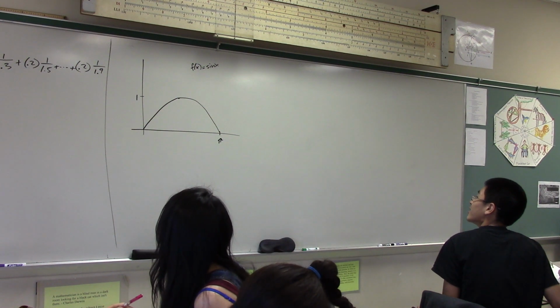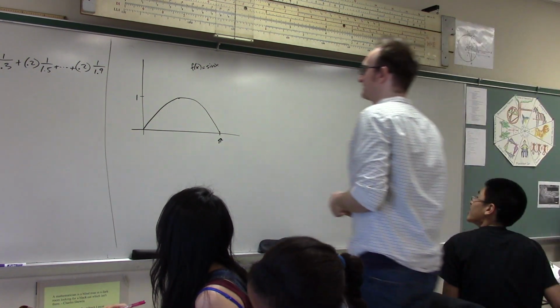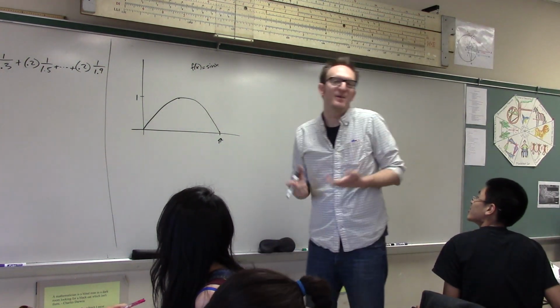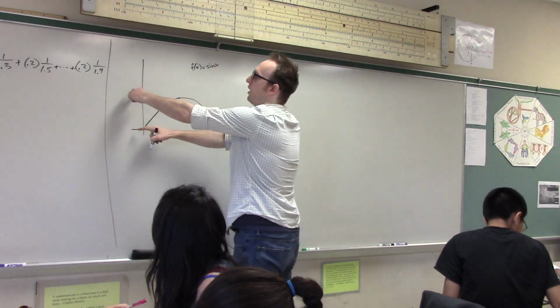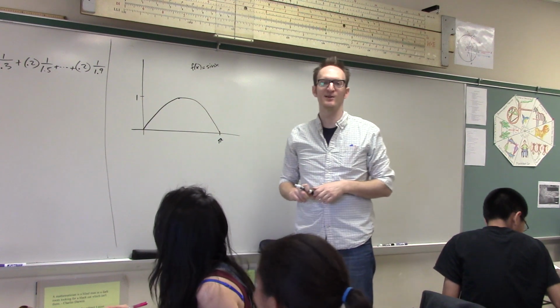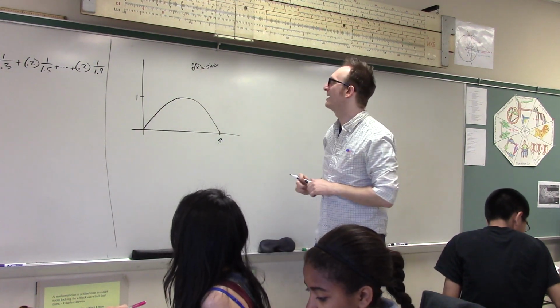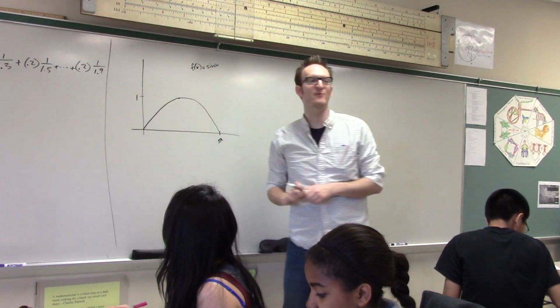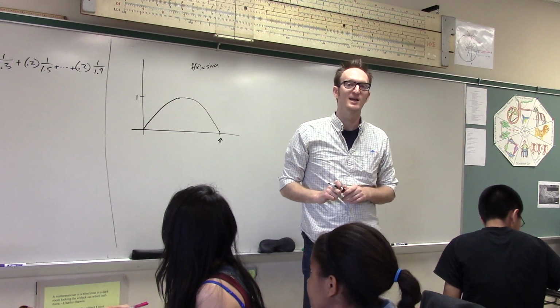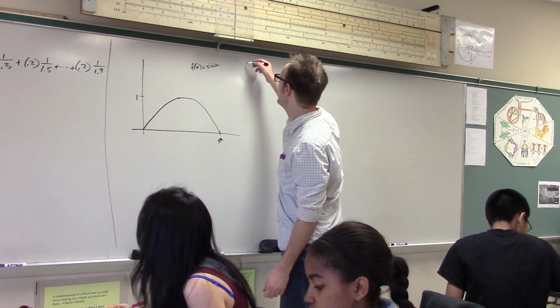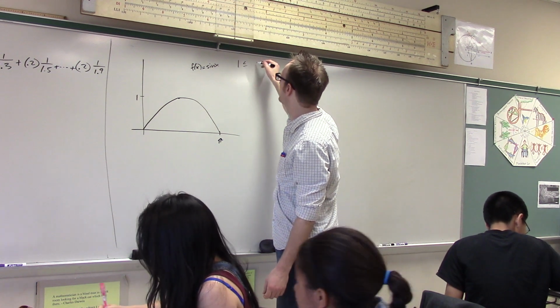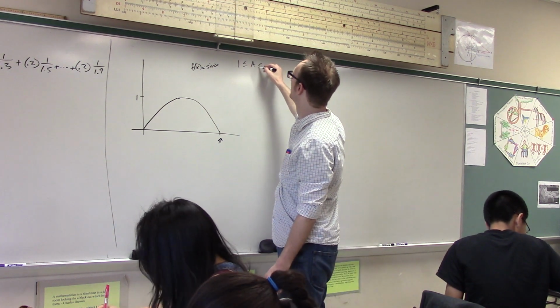Is that a good estimate? Maybe. It's not terrible, because this is about 3 and that's about 1. So okay, ballpark. There are worse answers. 2 maybe is a little bit better. What's it definitely less than? 3. Definitely less than pi.